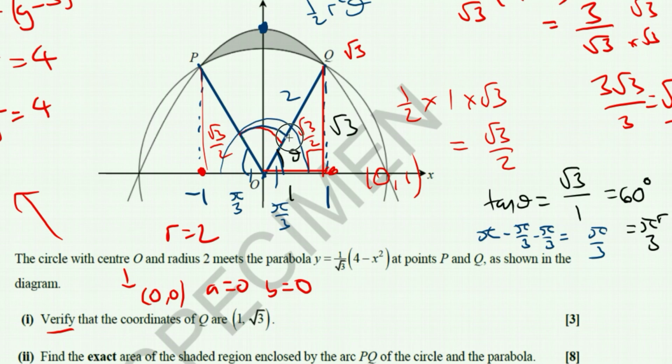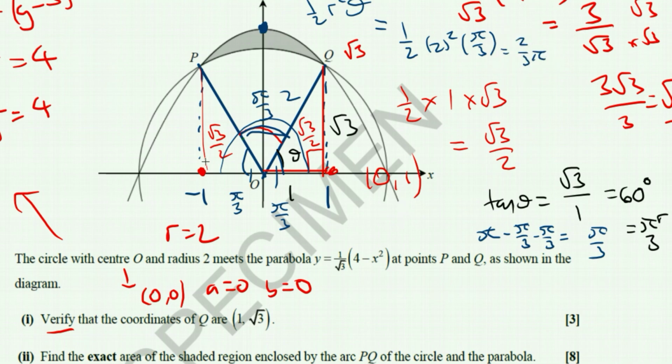So we know that this angle here is pi over 3, and we can substitute that into half r squared theta, so it's going to be half times 2 squared times pi over 3, which is equal to 4 divided by 2 times pi over 3, which is 2 over 3 pi.